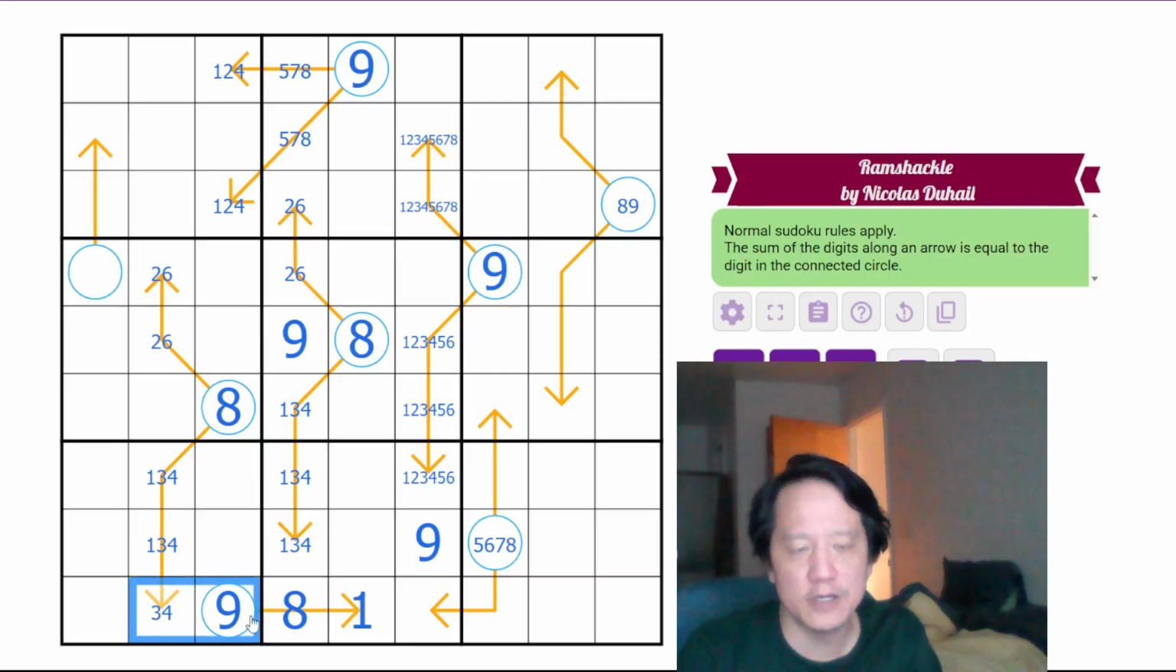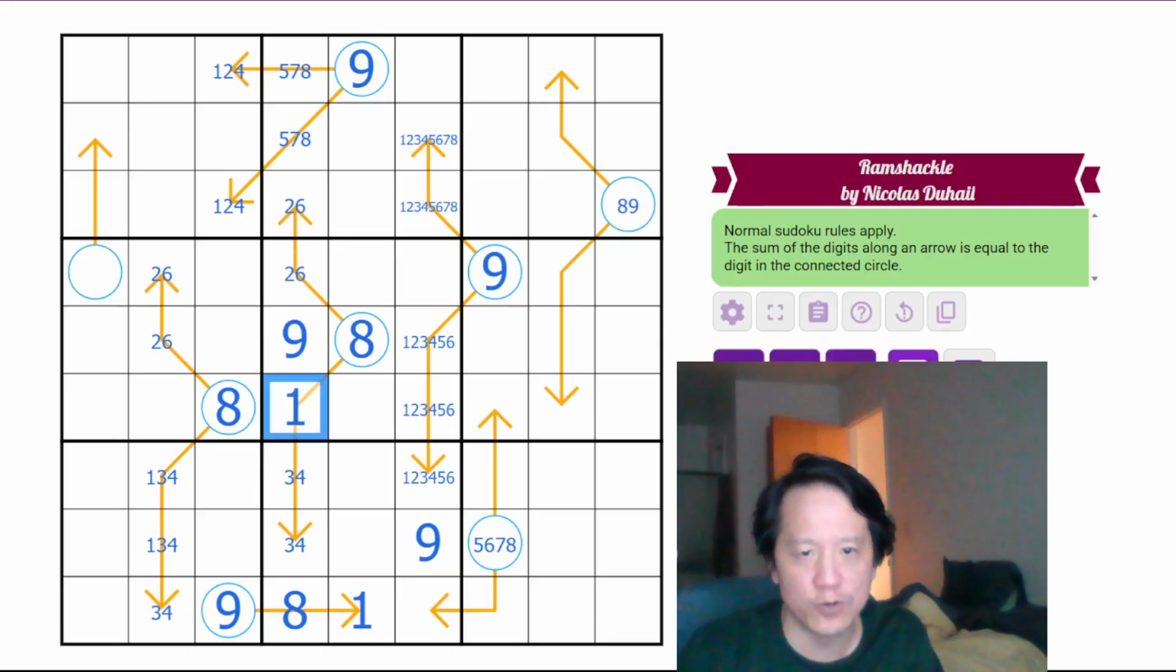So no 1 here because of 1 in the row. This can't be 1 because of 1 in the box. This is 3, 4 as a pair, which eliminates 3, 4 in the rest of the column. So this can't be 3 or 4. It's 1. 1 is guaranteed not to be on this arrow. So that means it must be 2, 3, and 4 to add up to 9 here.